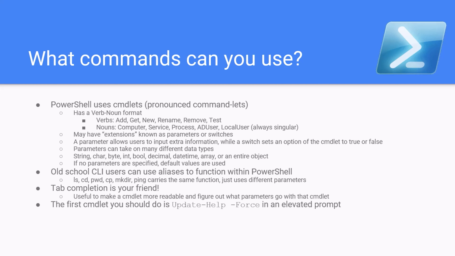So you also may have extensions to a cmdlet, which is known as parameters or switches. A parameter allows you to input extra information, while a switch sets the option of the cmdlet to true or false. Parameters can take on many data types. So the data types are extremely important when it comes to PowerShell. So some of the data types include things like string, char, byte, integer, boolean, decimal, datetime, array, or you can input an entire object. If no parameters are specified, then default values are used.